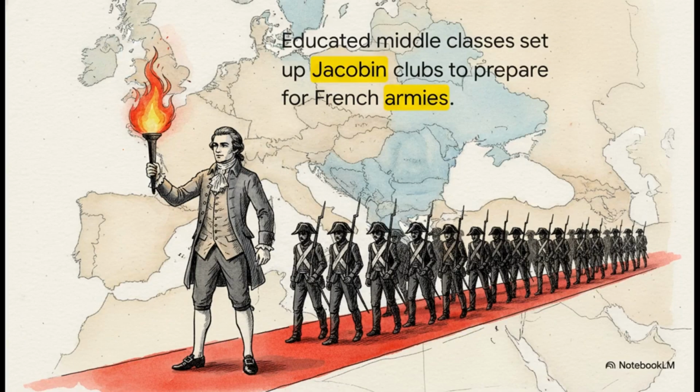So as news of all this reached different European cities, students and the educated middle classes started setting up their own Jacobin clubs, and their campaigns essentially rolled out the red carpet. They paved the way for the French armies, which started pushing into Holland, Belgium, Switzerland, and huge chunks of Italy in the 1790s. The philosophical spark had officially become a full-blown military campaign, exporting the idea of nationalism across borders.